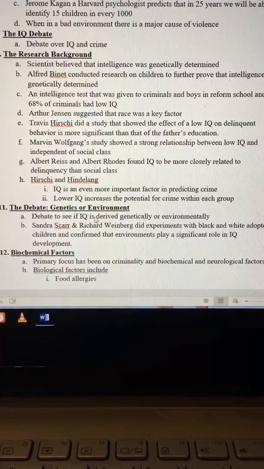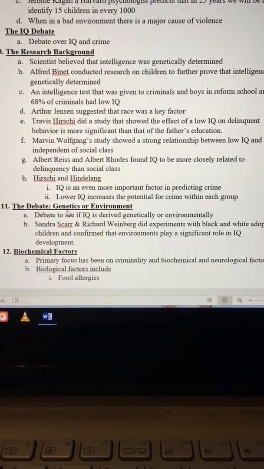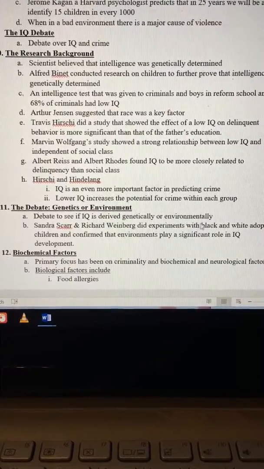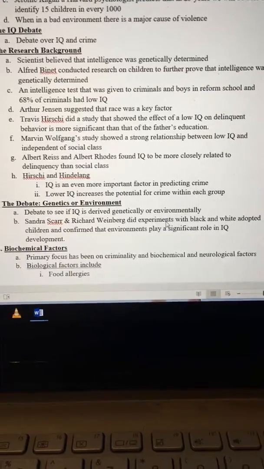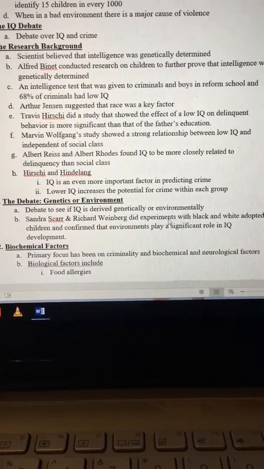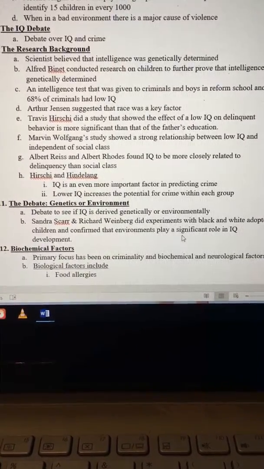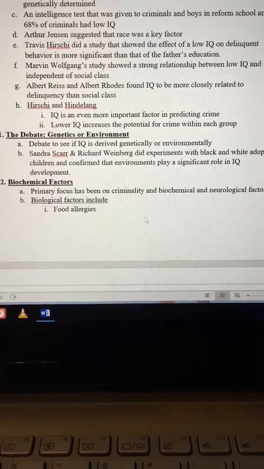The genetics or environment debate seeks to determine whether IQ is derived genetically or environmentally. Sandra Scarr and Richard Weinberg did an experiment with black and white adopted children, and they did confirm that environment played a significant role in IQ.